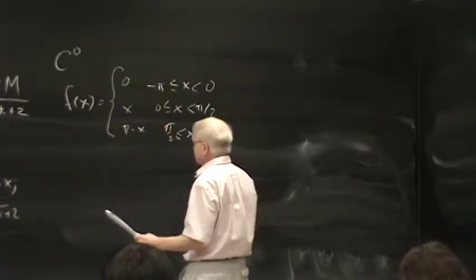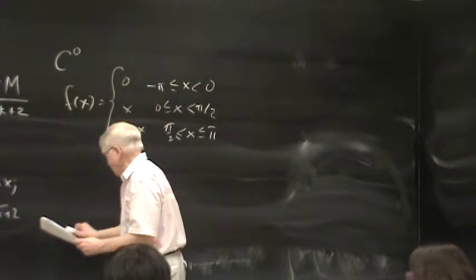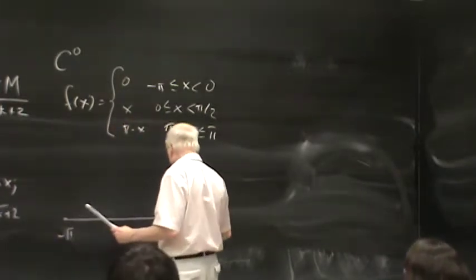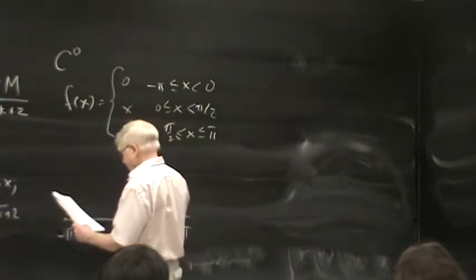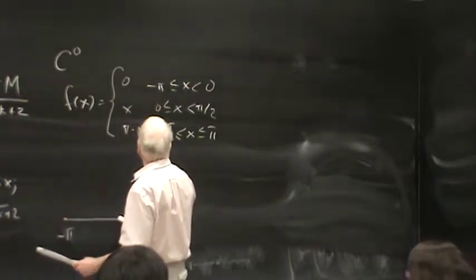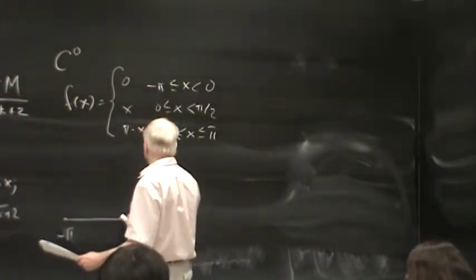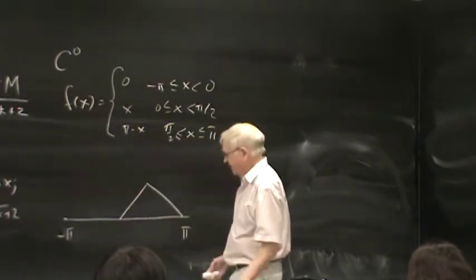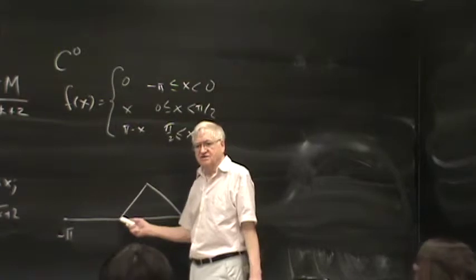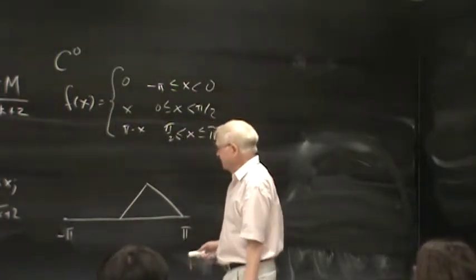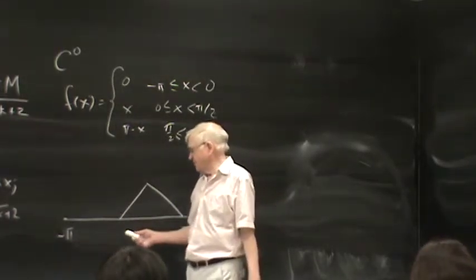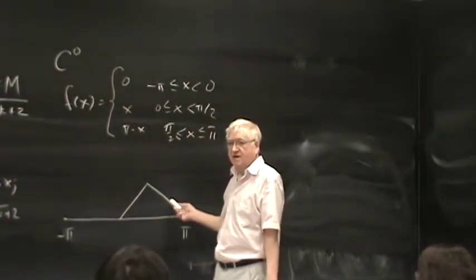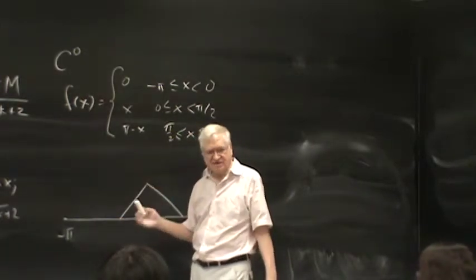And this is actually continuous, and if we do minus pi to pi, then the thing sits there until it gets to 0, then it starts to go up like this, and then it comes back down. And it looks like that. So this thing is continuous. On the other hand, if you differentiate it, its first derivative, well, it'll be 0, and then it'll be 1, and then it'll be minus 1. So the first derivative is piecewise continuous.